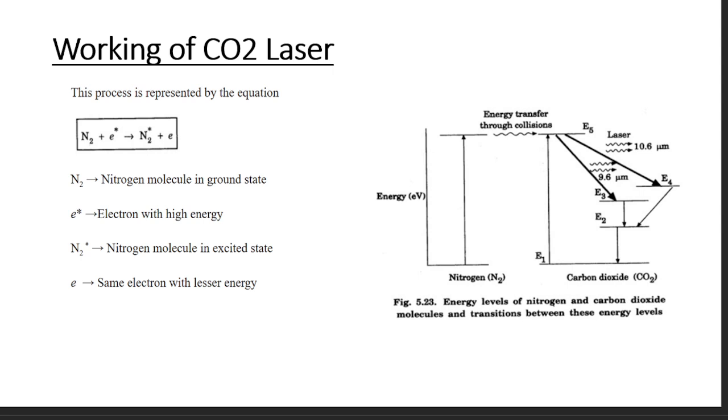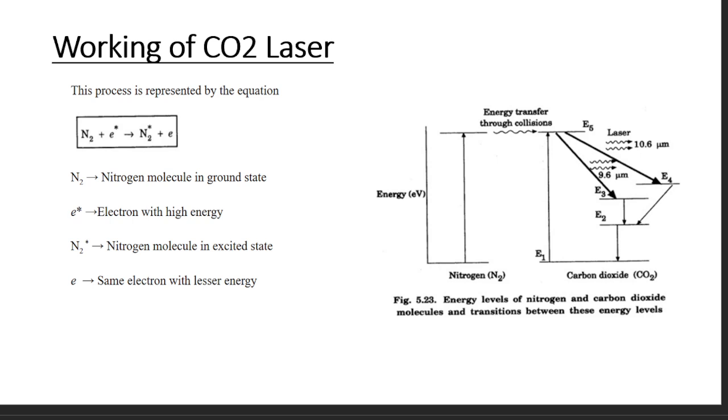Now the next is the working of the CO2 laser. So in the working of the CO2 laser, when we apply the current to the discharge tube, the electrons will pass through the discharge tube and will excite the nitrogen molecule first. So the nitrogen molecule is at ground state initially. When we apply the current, the electron will strike the nitrogen molecule and therefore the nitrogen molecule will get excited. So this equation represents the transition of nitrogen, that is N2 plus e* gives N2* plus e.